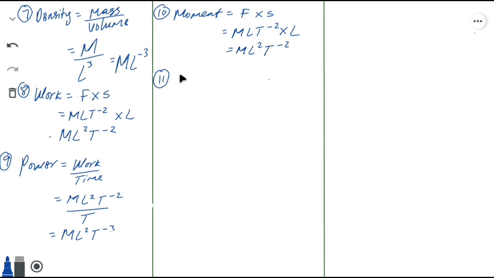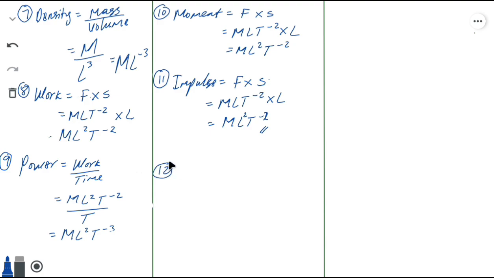So the next one we're going to consider is impulse. An impulse is the change of momentum of the body. Mathematically, impulse equals force times time. We've already found the dimension of force earlier, which is equal to MLT raised to the power of minus 2, times T. So we can re-express this as MLT raised to the power of minus 1.